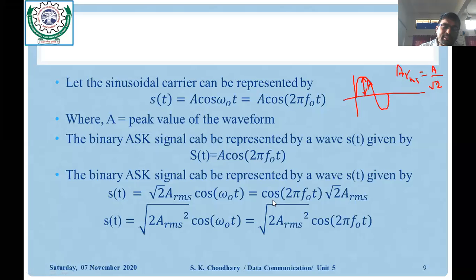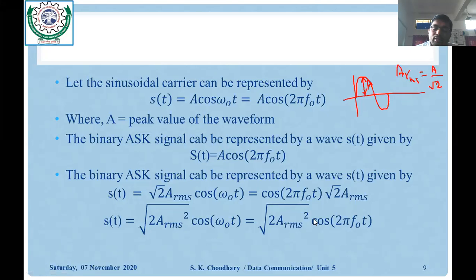This is just a representation only. We have taken the whole square root, so you can also write it like this: square root of 2 A RMS square cos 2 pi f naught t. Why we have written it like this, we will see further on its importance. Now from this point we assume that these signals would be either a voltage signal or a current signal waveform.